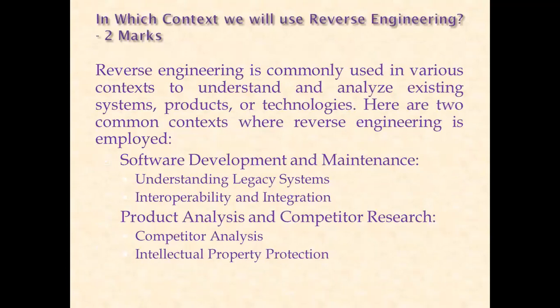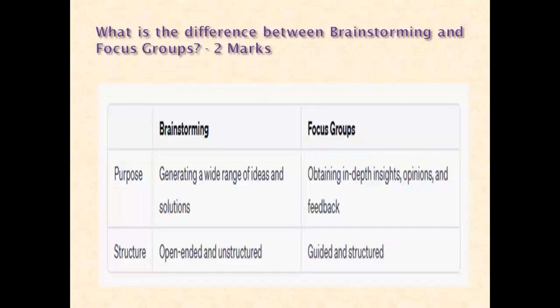So what is reverse engineering? When you're trying to analyze the existing system and to understand the future system. Okay. So when is it used? When you're trying to understand the legacy system, and you're trying to understand your competitor. Let's assume your competitor already has this product and you have to understand how better can I make my product. In this scenario, reverse engineering is the best solution. Then what is the difference between brainstorming and focus groups? It's a very simple question again. It's a very theory based question.